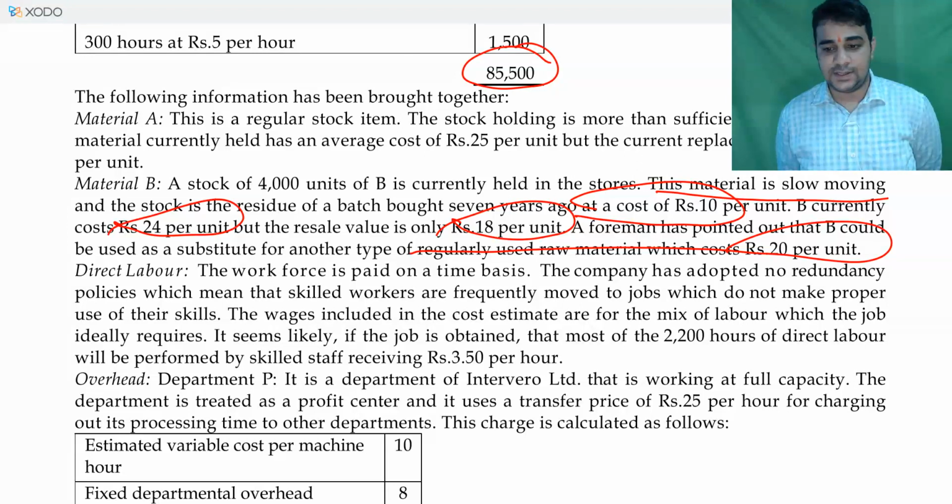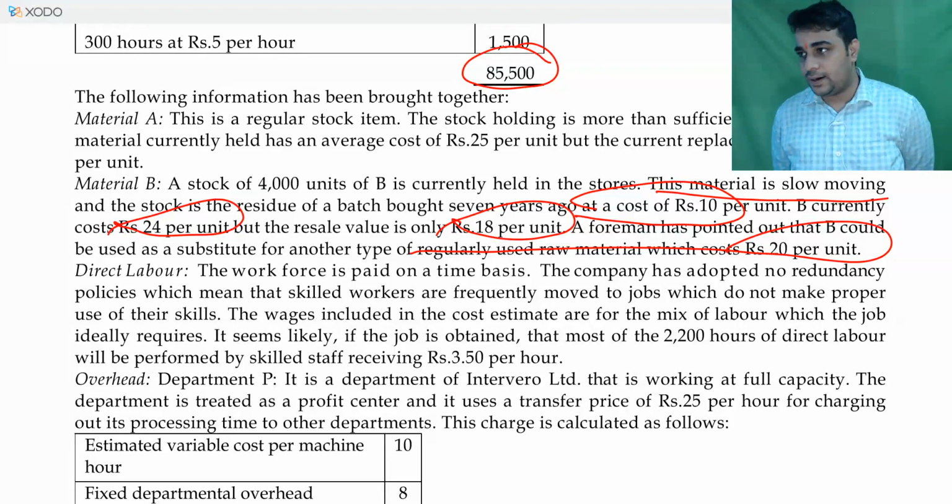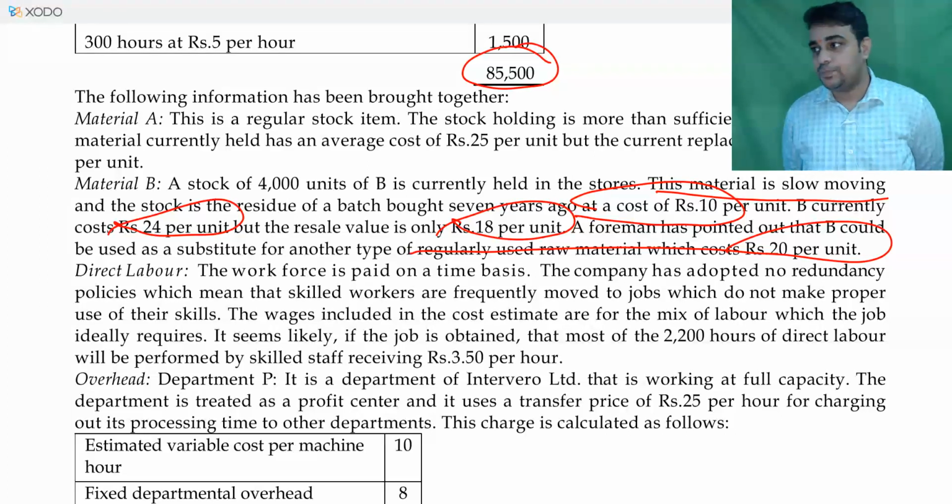No, no redundancy doesn't mean no idle time. I cannot remove them basically. I cannot make them redundant or remove them from the company. They are moved from job to job depending on their skill. That is because the no redundancy policy indirectly tells me that whether I have work or I don't have work, I cannot remove these people from the company.